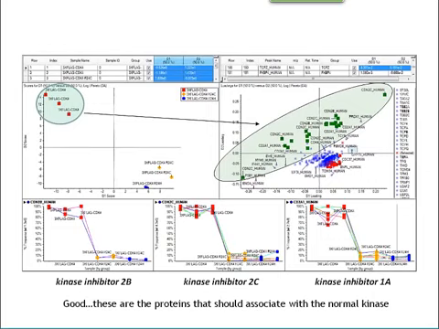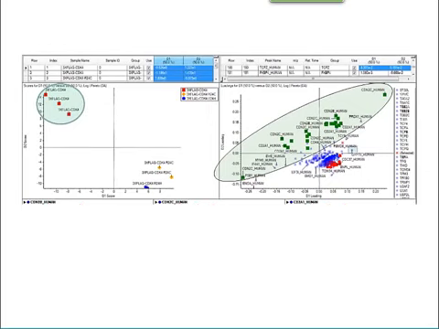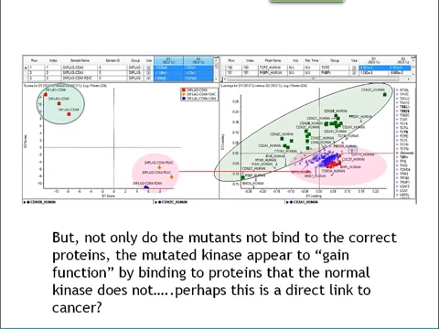So let's zoom into this. If we do zoom into it, we'll see our mutant kinases, now circled in pink. They seem to associate with a whole other set of proteins. And importantly, they do not associate with the normal set of proteins, with the normal inhibition. So what are they? Let's find out.